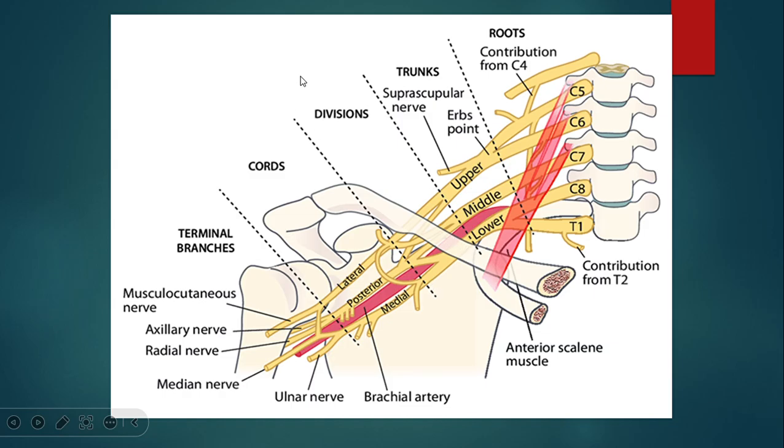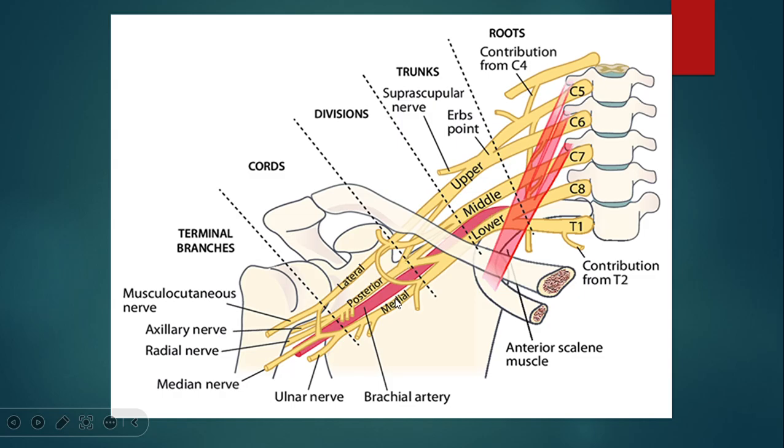So those are the divisions. Now, when you're looking at the chords here, the chords are also formed from the divisions that divided from the upper trunk. So we can see here that this first chord, which is the lateral chord, was formed from the posterior part of this middle trunk and the anterior part of this upper trunk. So what you talk about when you're talking of the lateral chord is that it's formed by the anterior part of the upper trunk and the posterior part of the middle trunk.